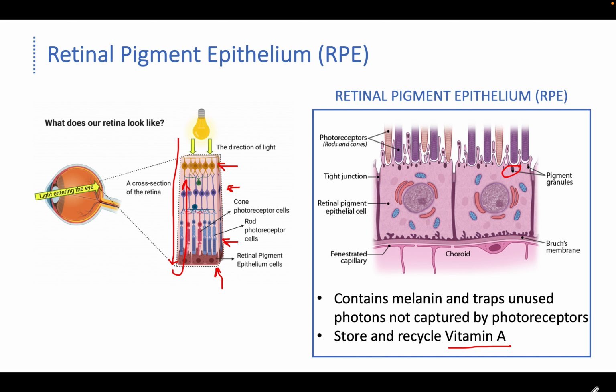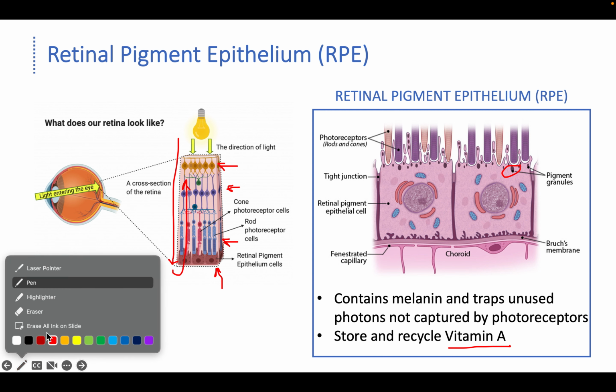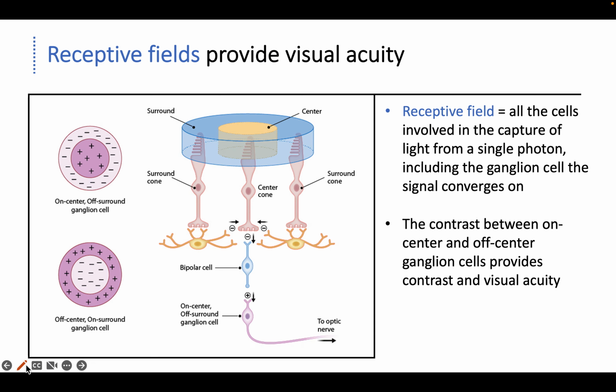Again, keep in mind this pigmented layer is at the very back of our retina, and light has to pass through all of these other layers before it gets to that pigmented layer. Okay, so we're going to stop here, and we're going to pick up talking about receptive fields and probably finish in the next part.